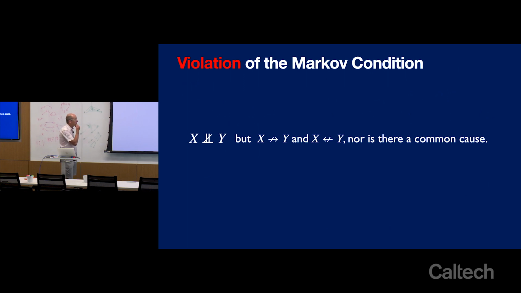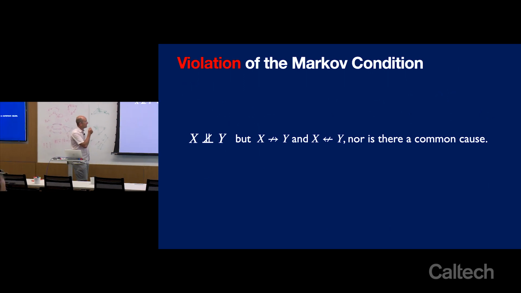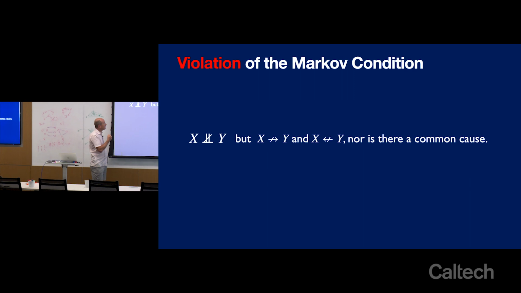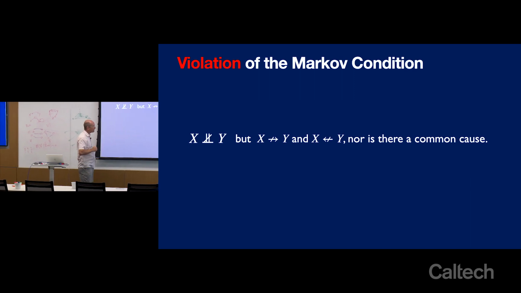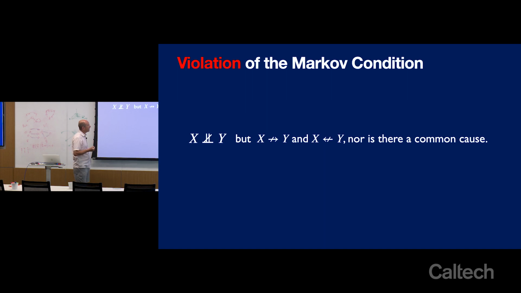Lastly, the Markov condition. A violation of the Markov condition would be that if you have a dependence between two variables, so let's just have two variables, there's nothing else, and x and y are dependent, but x doesn't cause y and y doesn't cause x, nor is there a common cause of the two. This would be a violation of the Markov condition. So you have a dependence, but you don't have anything that explains the dependence.